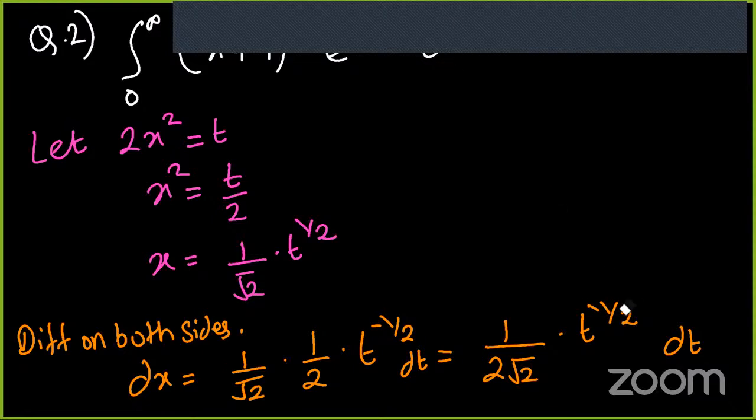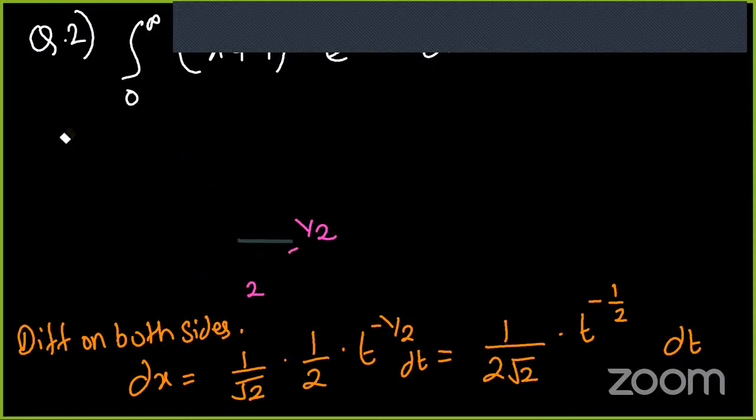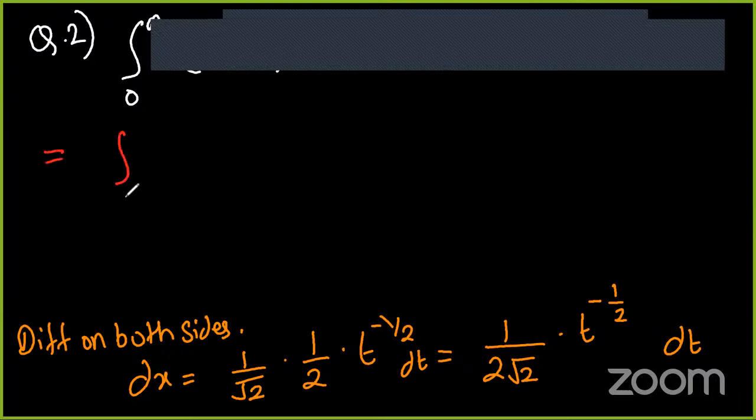So let me write this a bit more carefully. It's minus 1 by 2. So minus 1 by 2. Okay? Now let's substitute. So let's substitute. So let's reassemble the question. It's 0 to infinity.